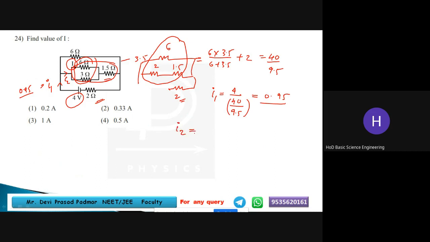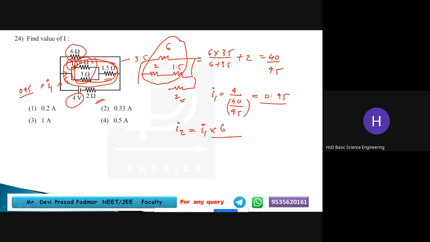I2 is nothing but I1. Here you can apply the branch current concept. I2 is nothing but total current, I1, into resistance of the other branch. You can consider this complete part as one branch, and this 6 as the other branch. Therefore, other branch divided by total resistance.